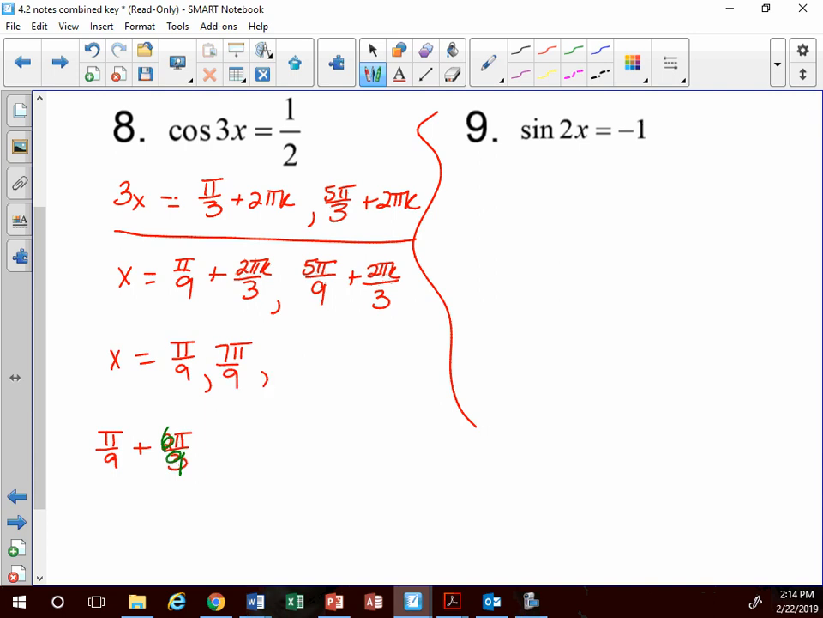We're not done yet. I take that 7 pi over 9, and what do you think I add to it? 2 pi over 3, which is 6 pi over 9. You add this value every time, with the common denominator every time. So I get 13 pi over 9.